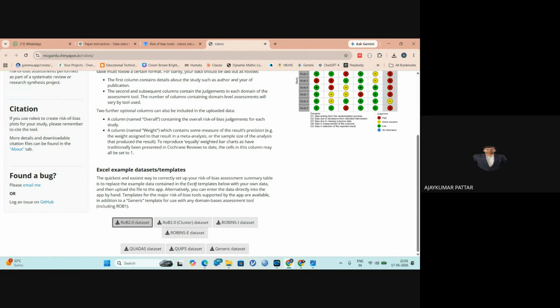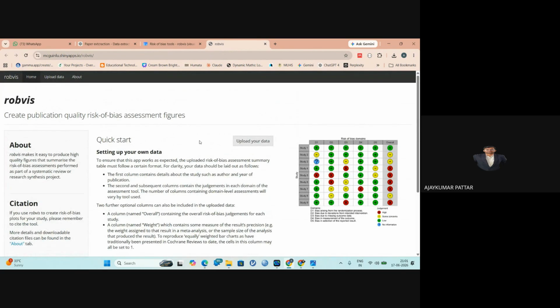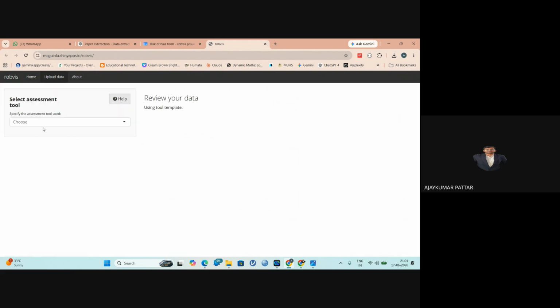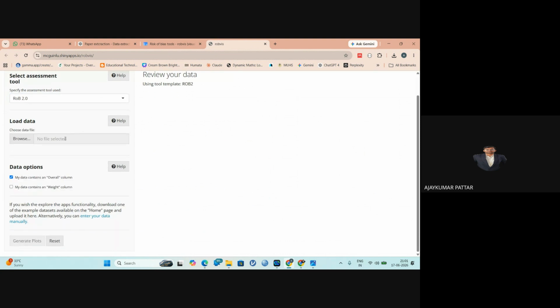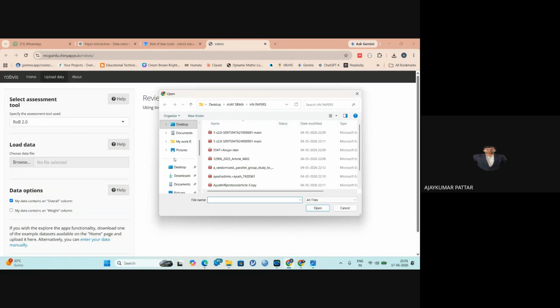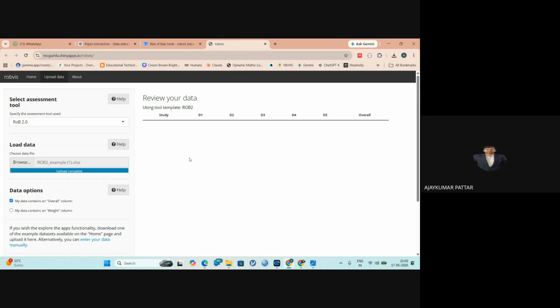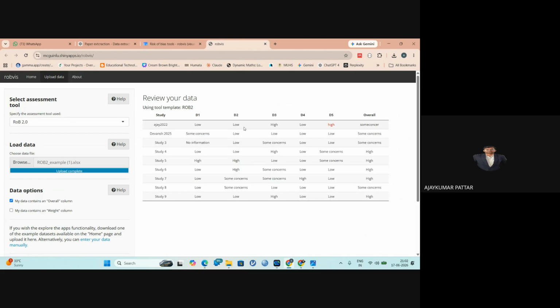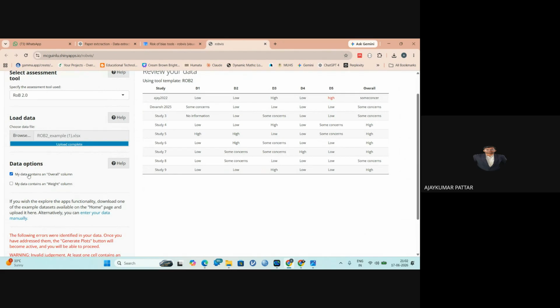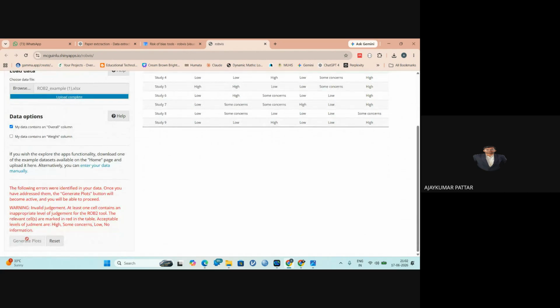Then to create this visualization, I will click here, upload data. Then I will choose ROB2 because that is for our RCTs. Then I will click here, browse. Now I have just downloaded this tool. I have mentioned each domain for each study. For example, Ajay low. I have modified just two only. So my data contains an overall column. See this one.